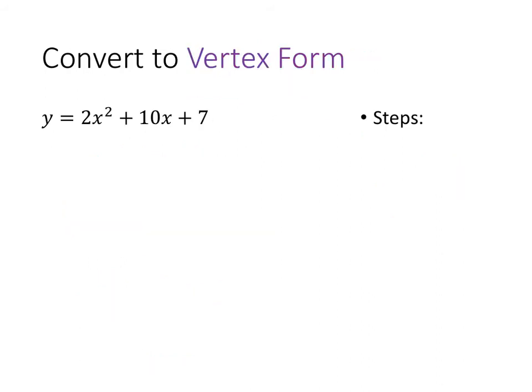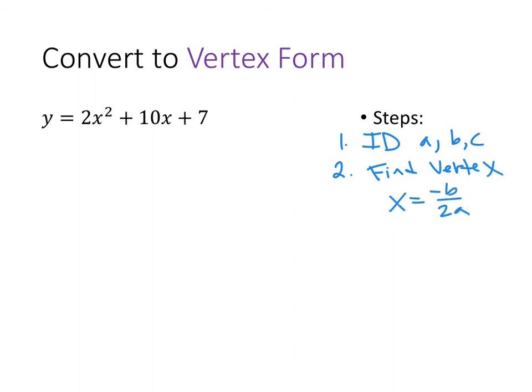Now, converting to vertex form is a little bit trickier, but the idea is, the first step is we're going to identify a, b, and c. The second thing that we're going to do is find our vertex using x equals negative b over 2a. So just like we did before, we're going to find our vertex, and then we're going to plug it into the original equation. And then finally, 3, we're going to substitute values back into our equation so that we can make our vertex form.